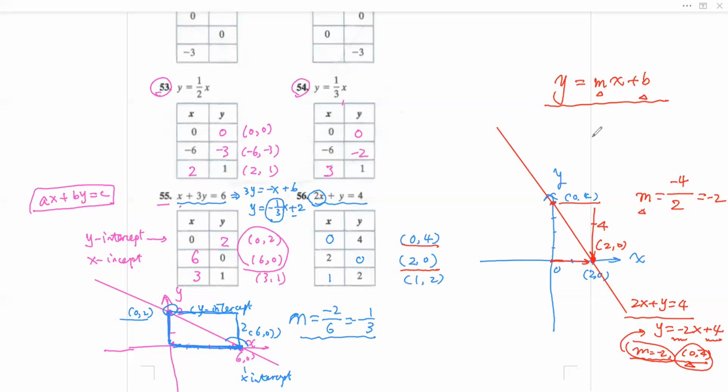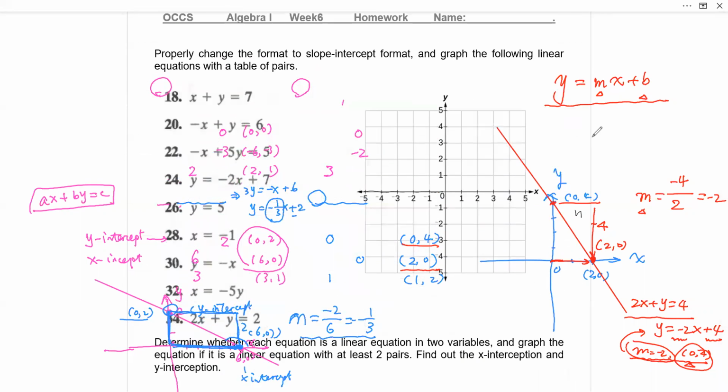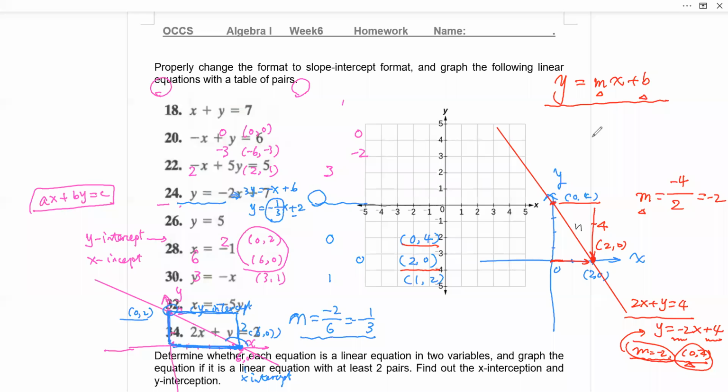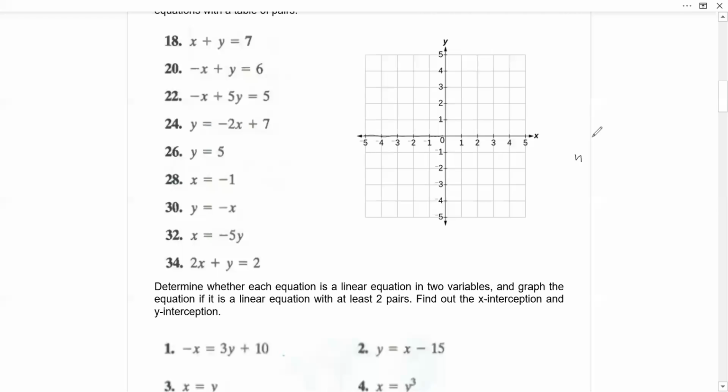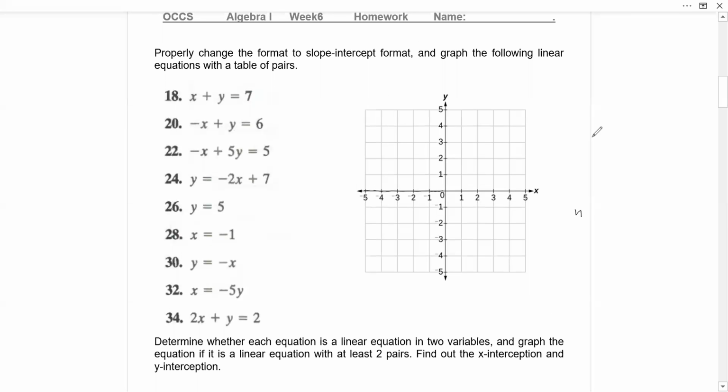All right, so actually this is what we tried to talk about this week. So let's move forward. I want you to practice more graphing, so let's graph this part.